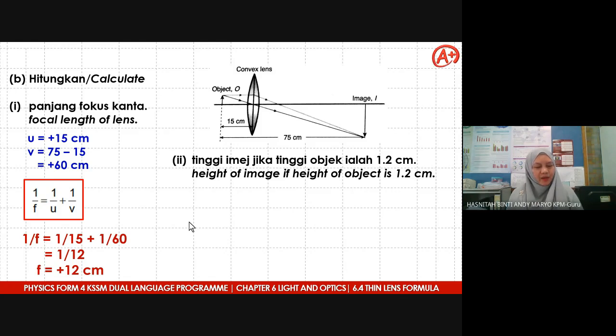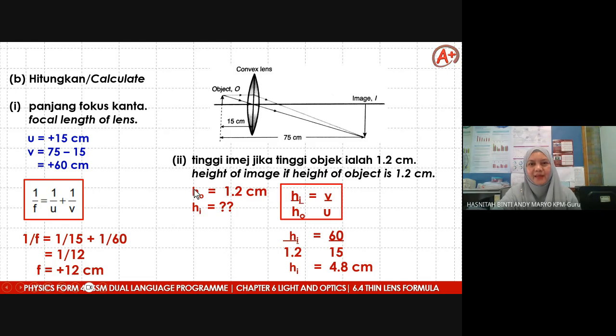Question number 4 on page 136. The formula for linear magnification: M equals HI divided by HO, also equal to V divided by U. This is the formula we are applying. Given the height of the object is 1.2 cm, V is 60 and U is 15.